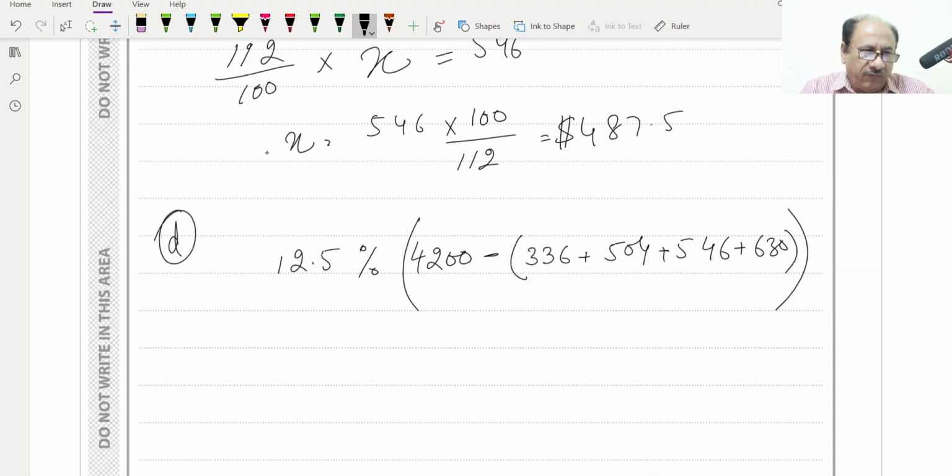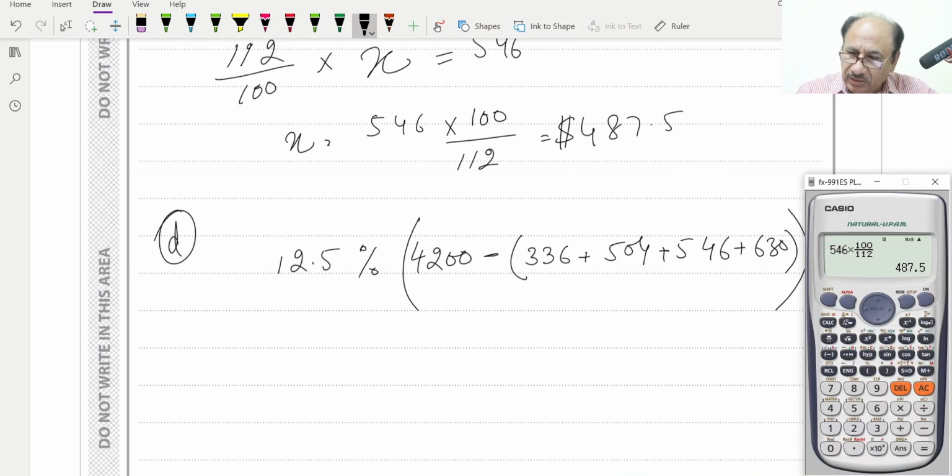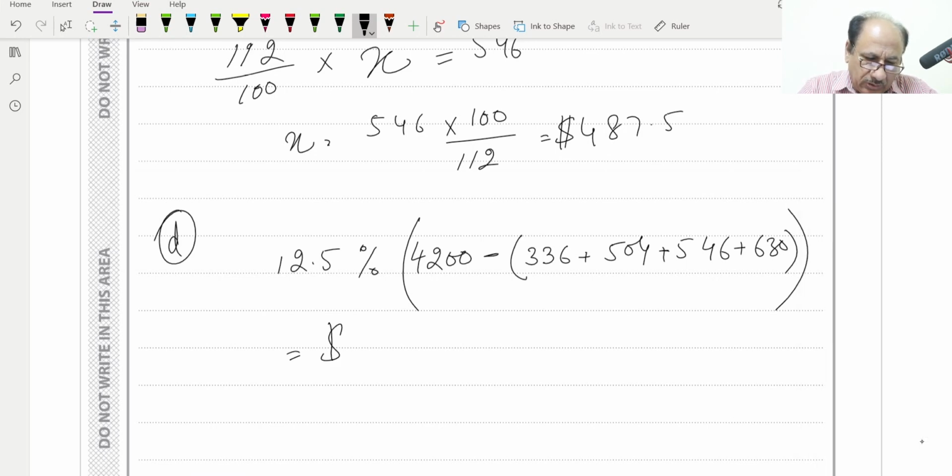12.5% of the remaining amount, and after calculation we will get the answer. So 12.5 percent of what? Of this amount, which is 4200 minus, in brackets, 336 plus 504 plus 546 and plus 630, and both brackets closed, and the answer will be $273. Hopefully you understood. This is the easiest route which we can take.